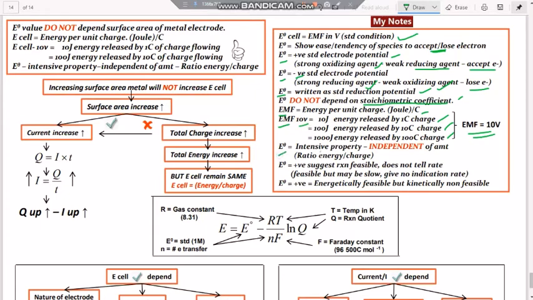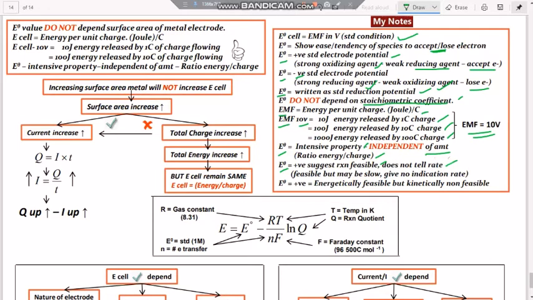So the E naught value is an intensive property according to thermodynamics. It is independent of the amount. That means the ratio of energy to charge is called E naught. And if the E naught value is positive, it suggests that the reaction is feasible, but it does not tell the rate.